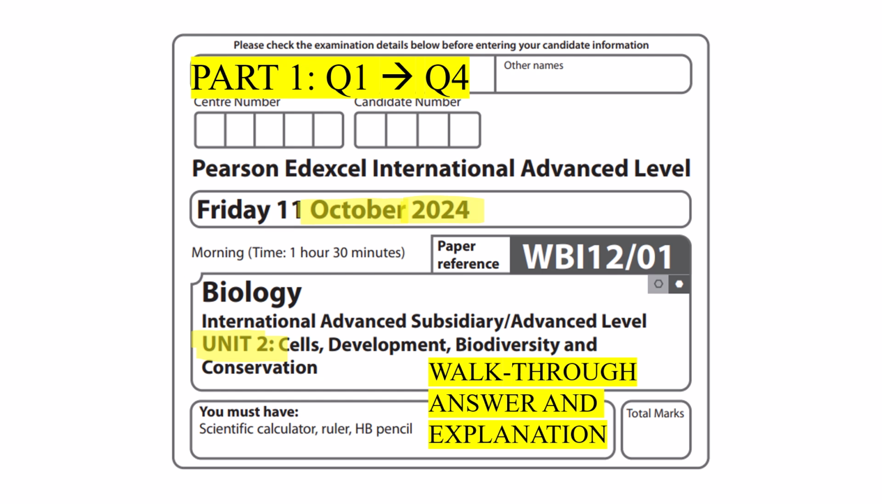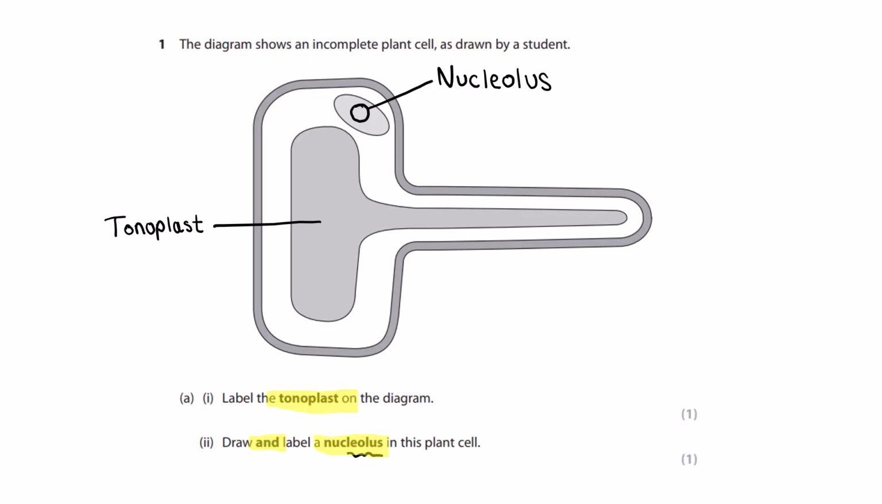Hello everyone, this is part 1, so I'm going to be answering from question 1 to question 4 for the Unit 2 October 2024 past paper for Pearson Edexcel. Let's get started. Okay, so the first question shows an incomplete plant cell.